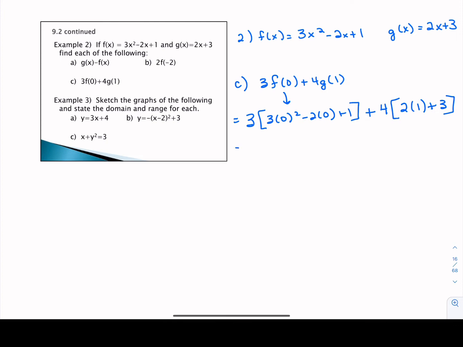So now let's continue working this from the inside out. You'll have 3 on the outside. 3 times 0 is still 0. 2 times 0 is 0. And then we have plus 1. So we've got 0 minus 0 plus 1 in those brackets. In the next set of brackets, we have 4 times 2 times 1 is 2 plus 3. So we can keep cleaning this up. We'll have 3 times 1 essentially, plus 4 times 5. So we've got 3 plus 20, or 23, as your final answer.